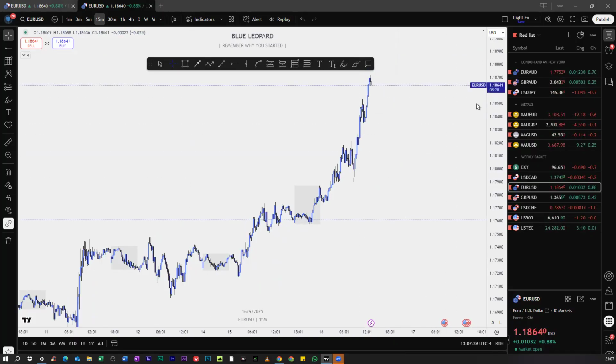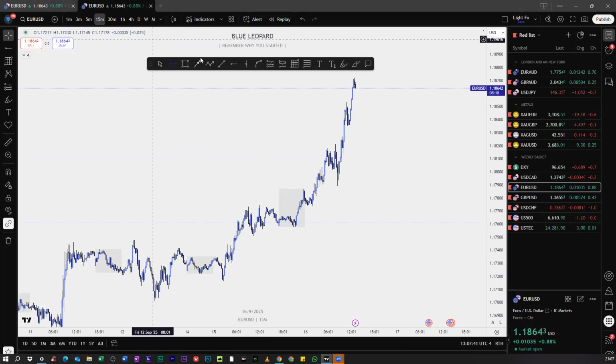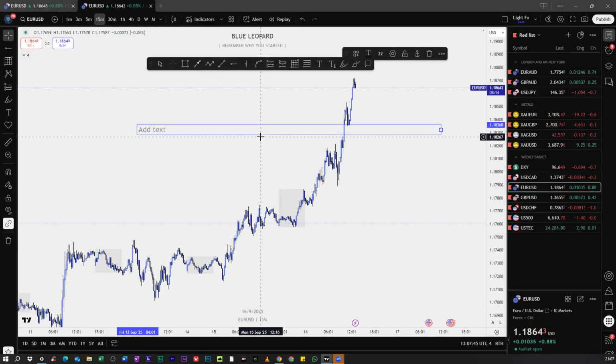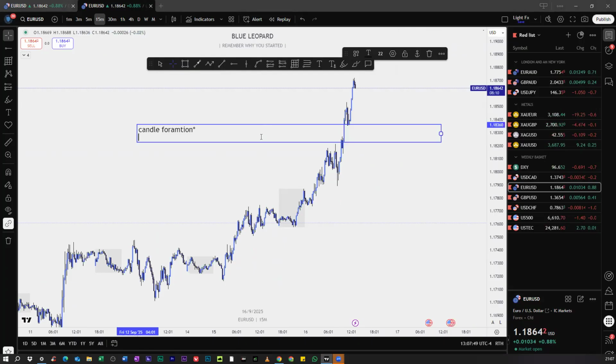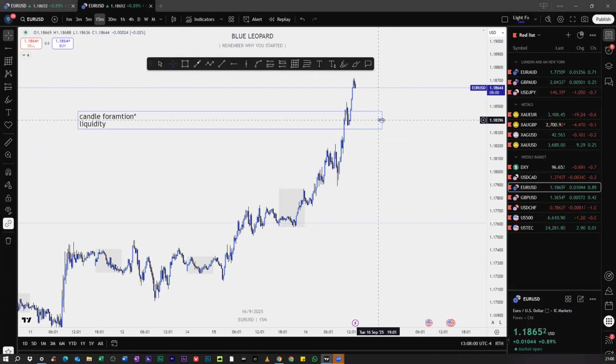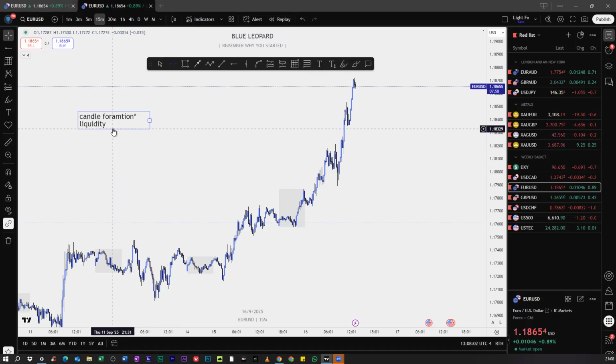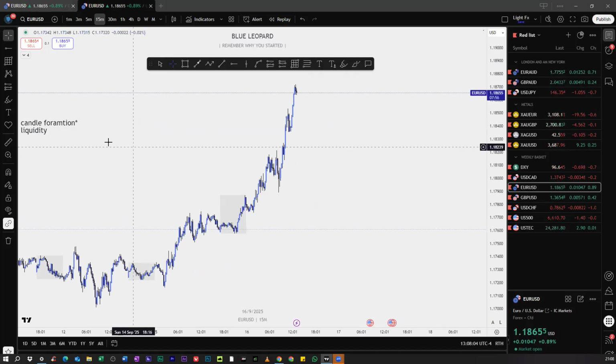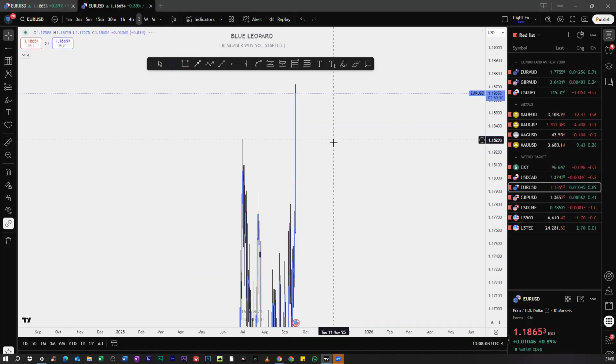Why? Because our strategy is based on two things that concern all the markets that you can have: the candle formation and liquidity. Okay, these two notions or concepts are the building stones of everything we do. So if I go here, let me go on the daily time frame.